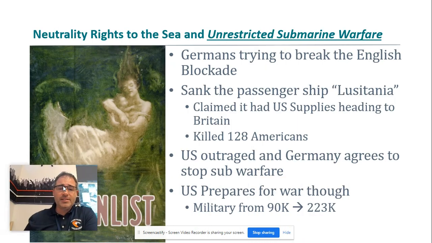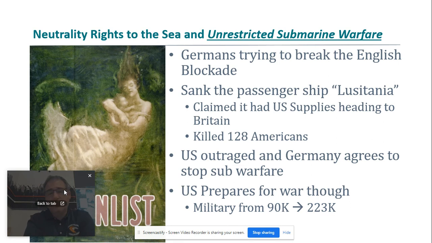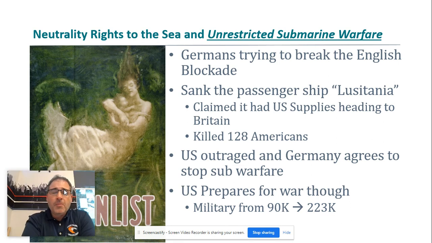Then, because the Germans are trying to break the British blockade, the Germans are going to start committing unrestricted submarine warfare. Now, the British are already violating America's right to the seas with the blockade, but the Germans are going to be more aggressive, and they're going to blow up some ships with Americans on board.